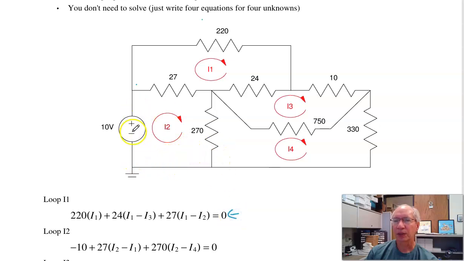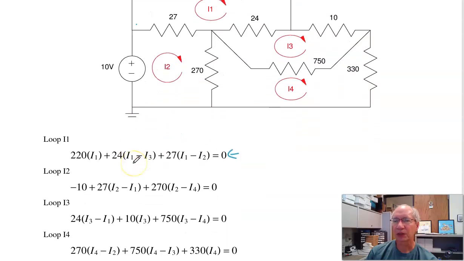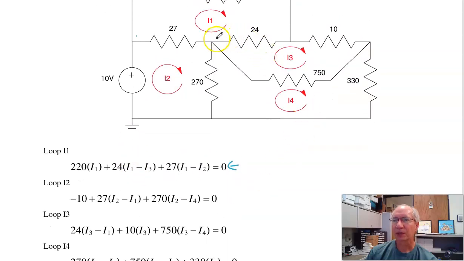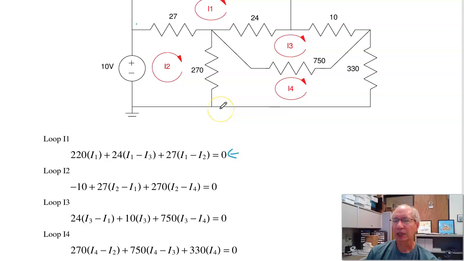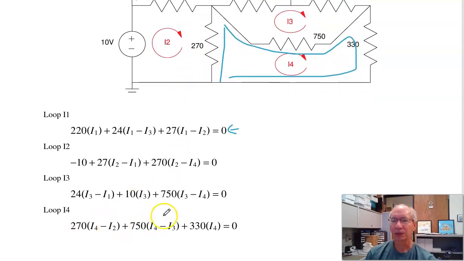Around loop I2, minus 10 plus 27 times I2 minus I1 plus 270 times I2 minus I4 equals 0. Loop I3, 24 times I3 minus I1 plus 10 I3 plus 750 times I3 minus I4 equals 0. And loop I4, 270 times I4 minus I2 plus 750 times I4 minus I3 plus 330 I4 equals 0. And the first one should be I1 minus I2. Gives you 4 equations, 4 unknowns.